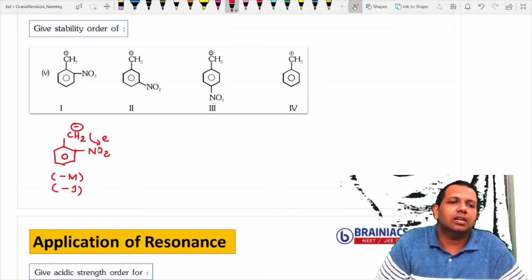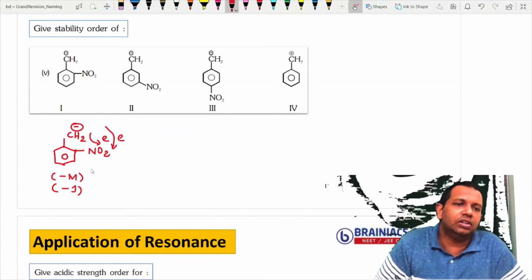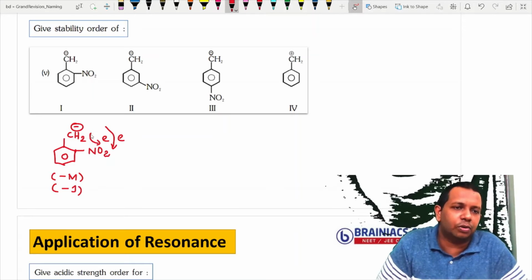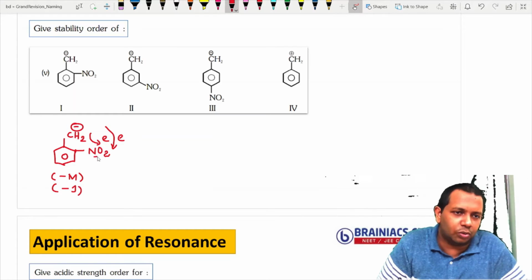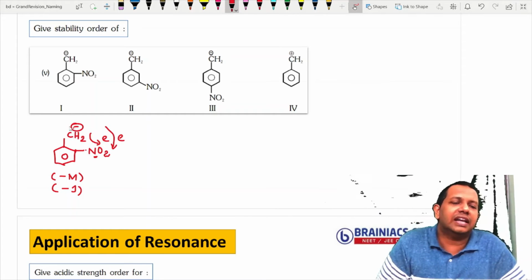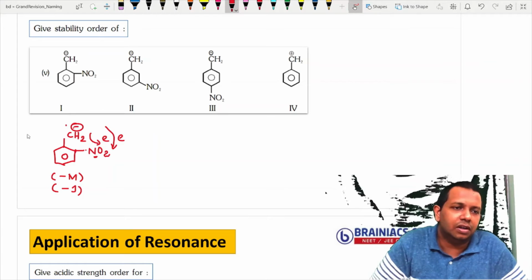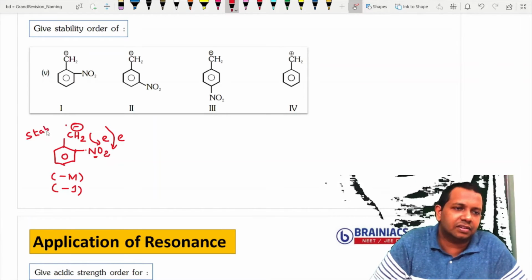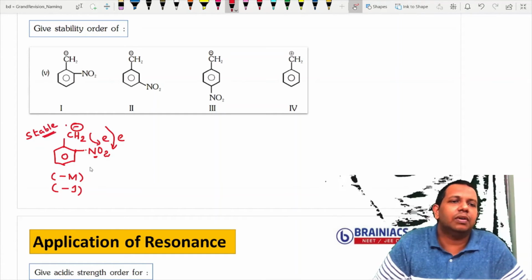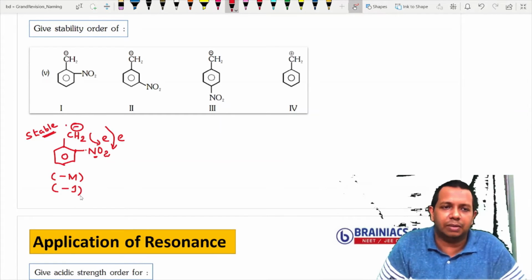Towards its side. So due to the minus I effect also, electrons will be moving from CH2 minus to NO2. These two effects are helping the compound attract the electron towards its direction. If electrons are moving from here to here, the negative charge density present here decreases, making the compound stable. So I can say this is maximum stable. Why? Because through both effects it is trying to remove the negative charge from CH2, thereby making the compound stable.